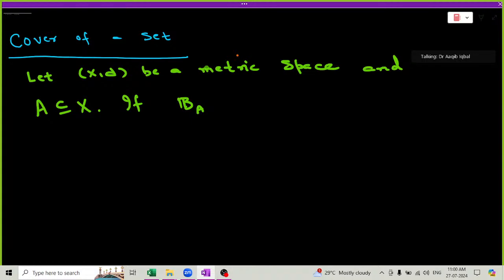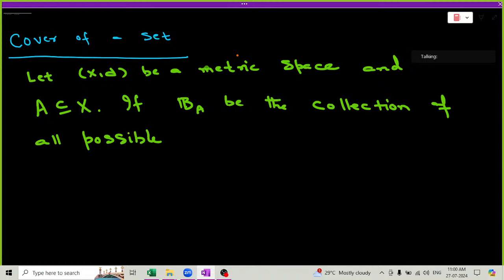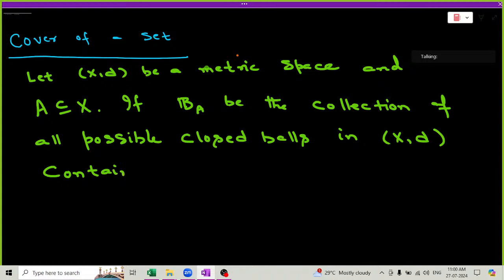If bold face B sub A is the collection of all possible closed balls in (X, d) containing A. Do you understand? Bold face B sub A is going to be the collection of all possible closed balls in (X, d) which contain A.